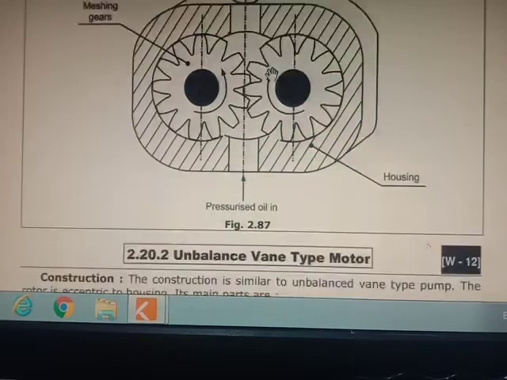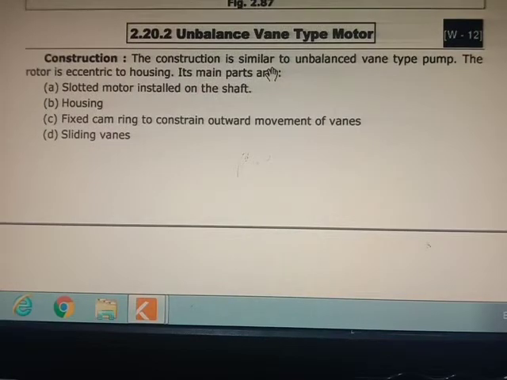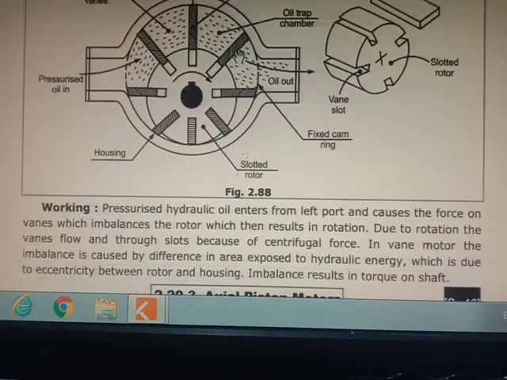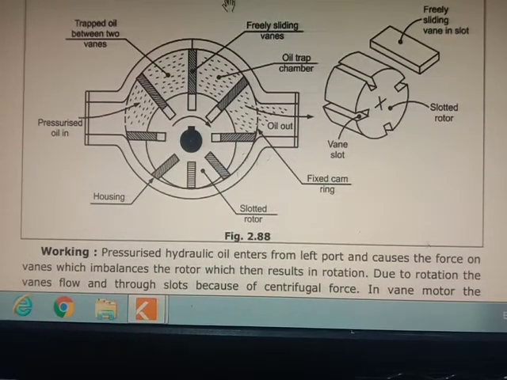Understand? Now there is another type of hydraulic motor that we have to study, which is known as the unbalanced vane type motor. We have seen two types of vane pump in the past, the balanced vane pump and the unbalanced vane pump. Here we'll see the unbalanced vane type hydraulic motor. You can see the construction here, and if you remember, this diagram will look similar to a vane pump, right?